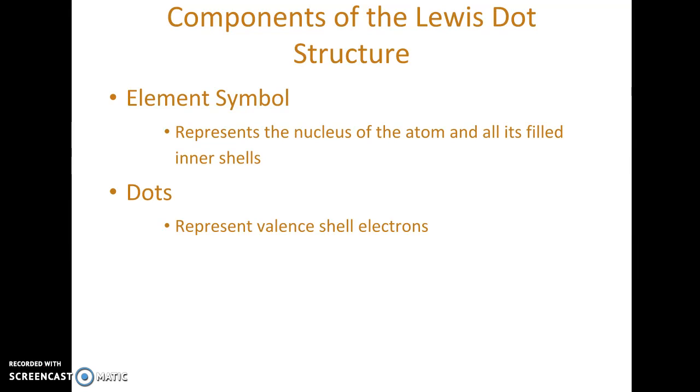There are two main components of a Lewis dot structure: the element symbol, which represents the nucleus of the atom and all its filled inner shells, and dots, which represent valence shell electrons.